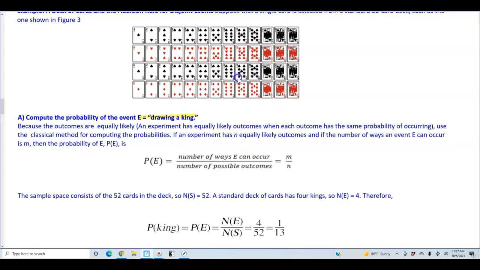So when we take a look at the standard deck of cards, we should see that we have 52. That means the sample space consists of 52 cards in the deck, so the number of possible outcomes is 52. When we want to find the probability of a king, which is the probability of event E, we need to find the number of kings that we can get from that deck of cards. Well, the standard deck of cards has 4 kings. That means that we have 1, 2, 3, 4 here.